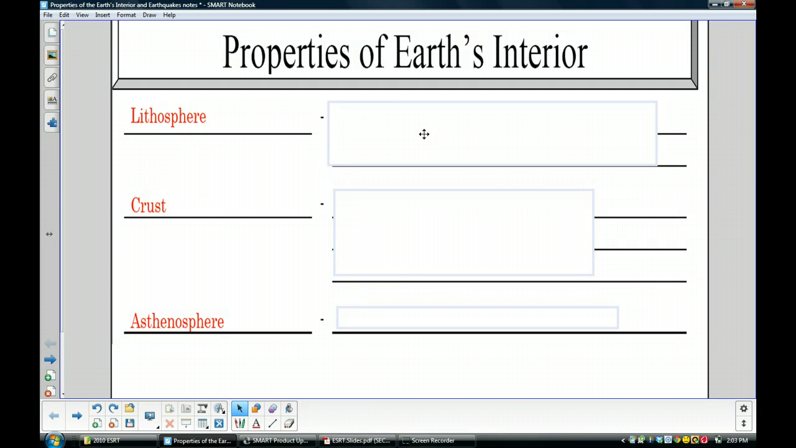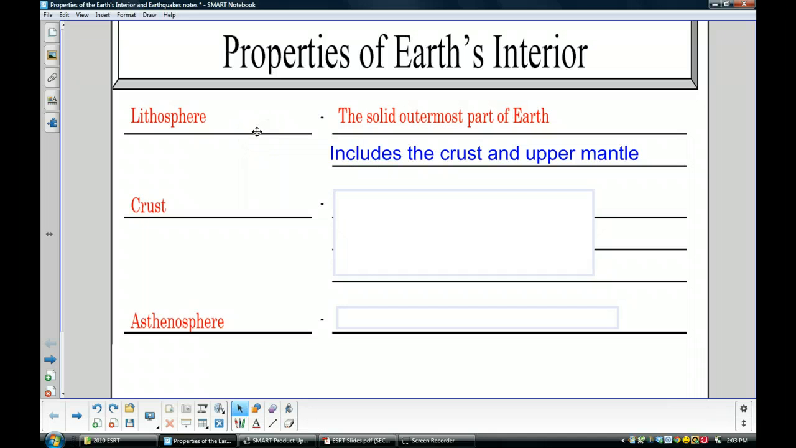So the outermost layer of the Earth is called the lithosphere, and it's the most solid part of the Earth. It includes the crust and the upper part of the mantle. I'll show you that on a diagram that you have in your reference table. The nice part about the reference table is that it has a diagram with these layers in it, so you don't have to memorize the layers. They're on the reference table. You just need to have an idea of where they are and what their importance is.